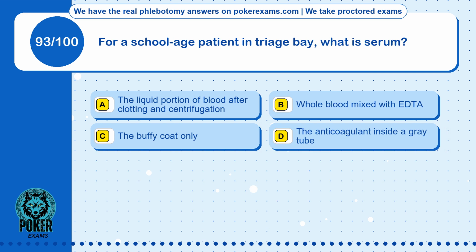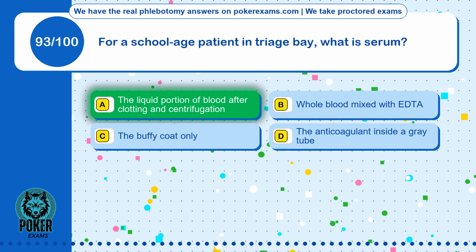Question 93. For a school-age patient in triage bay, what is serum? Option A. The liquid portion of blood after clotting and centrifugation. Option B, whole blood mixed with EDTA. Option C. The buffy coat only. Option D. The anticoagulant inside a gray tube.